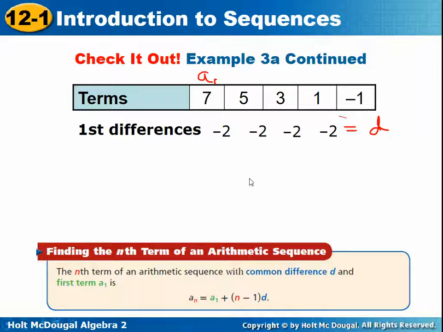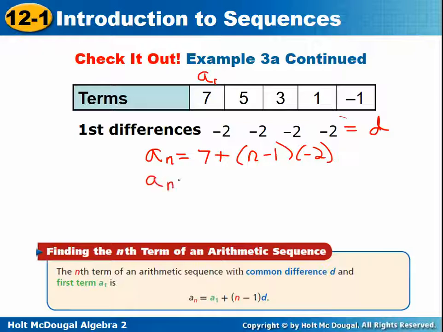So we can plug those in. Let me plug those in before we see what they rate. So I'd have a sub n, you'll keep that, that's like your y equals, and then we put a sub 1 is 7, plus parentheses n, we leave our n there, minus 1, times d is negative 2. Now I'm going to simplify this because it's pretty messy.